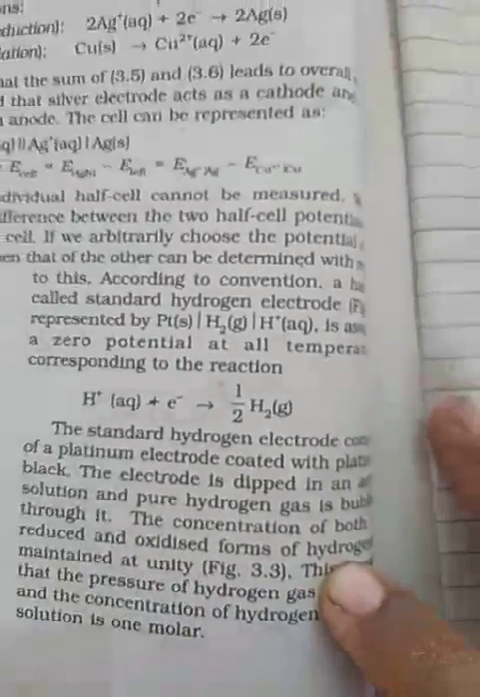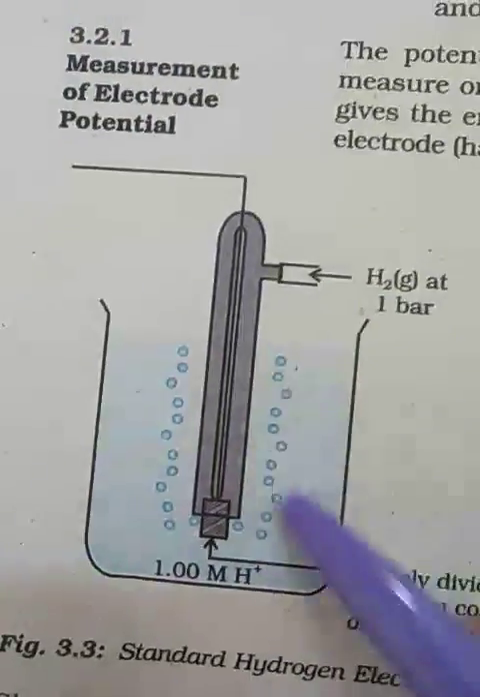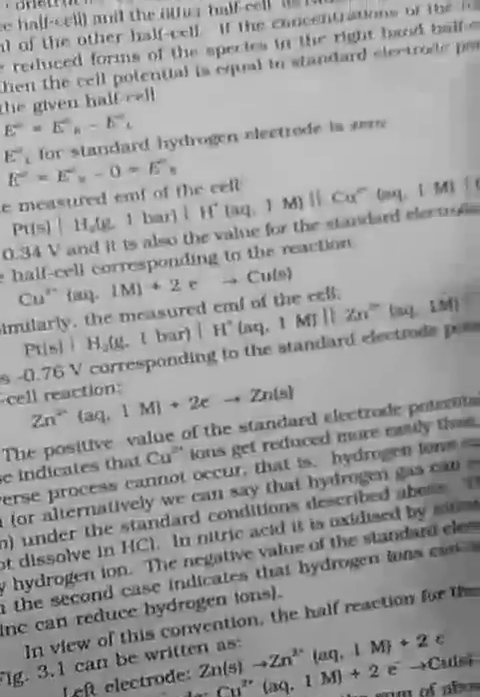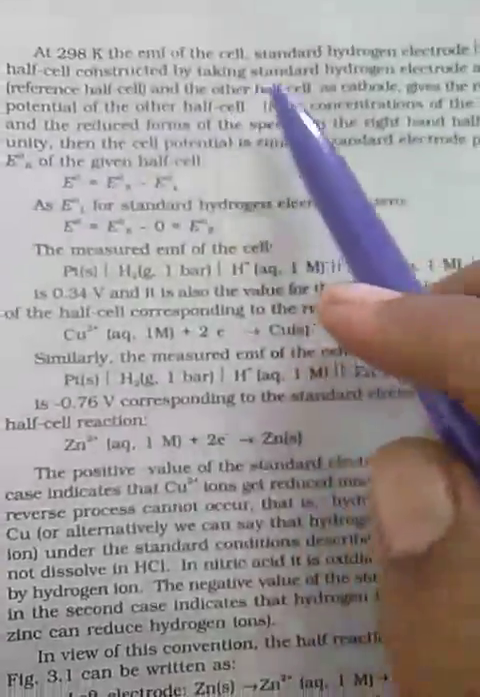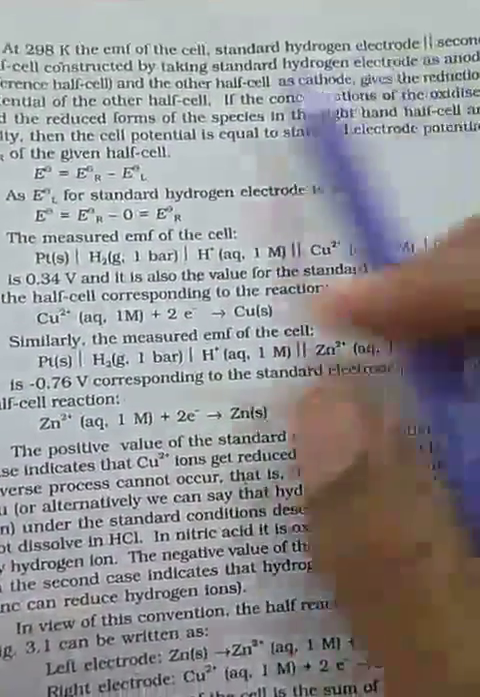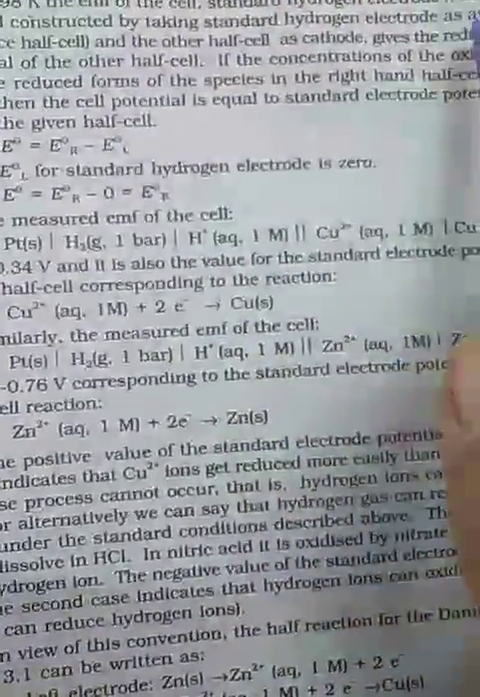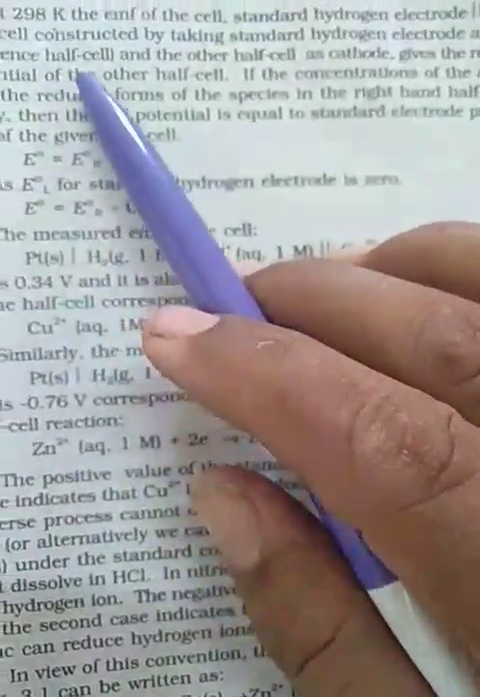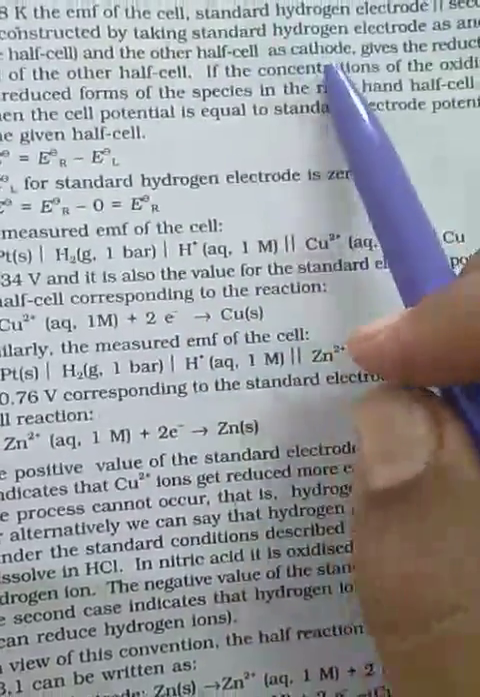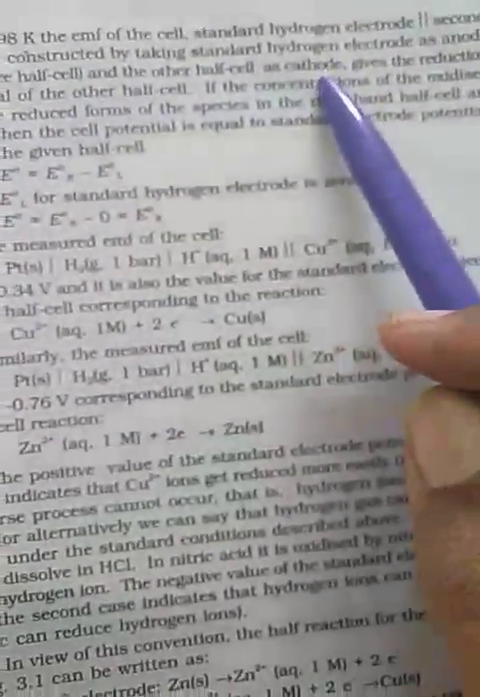The electrode is dipped in an acidic solution and pure hydrogen gas is bubbled through it. You can see the bubbles of this pure gas. In this way they are making the half cell. Now I am showing you one representation. At 298 Kelvin, the EMF of the cell is measured with the standard hydrogen electrode as the anode, the reference half cell, and the other half cell as the cathode. So this is made as anode and the other as a cathode.